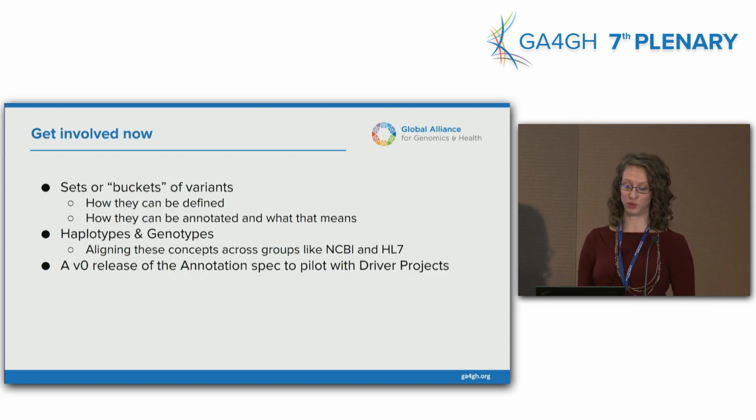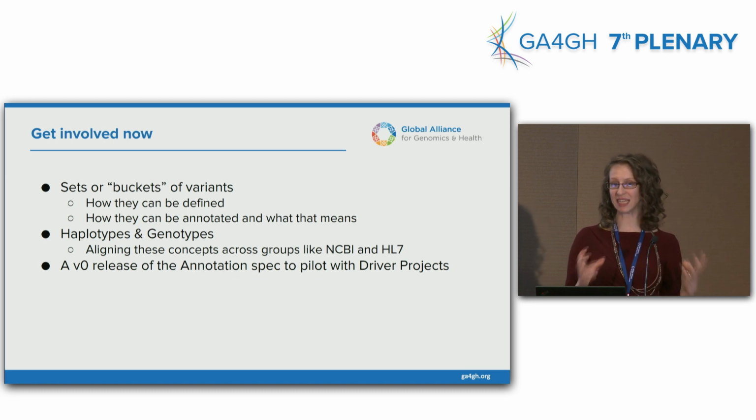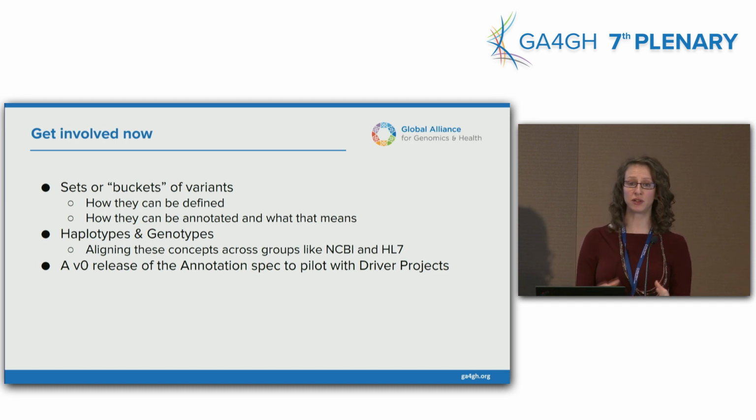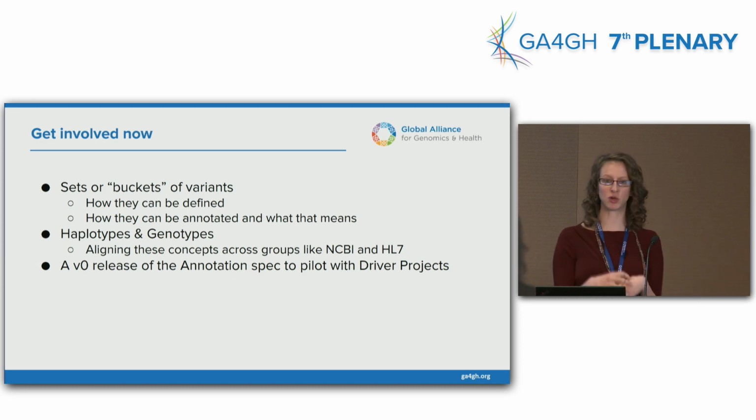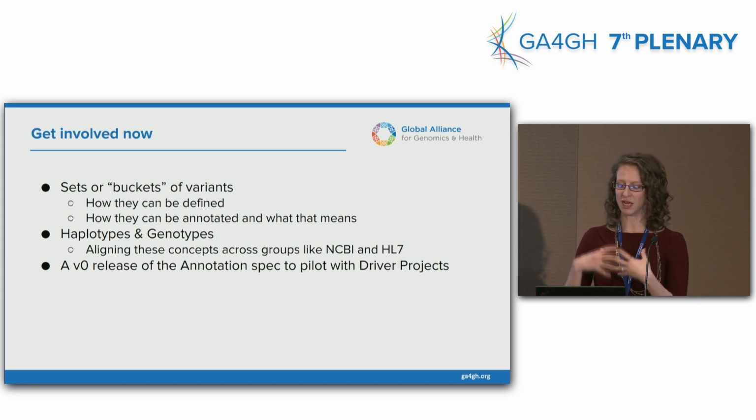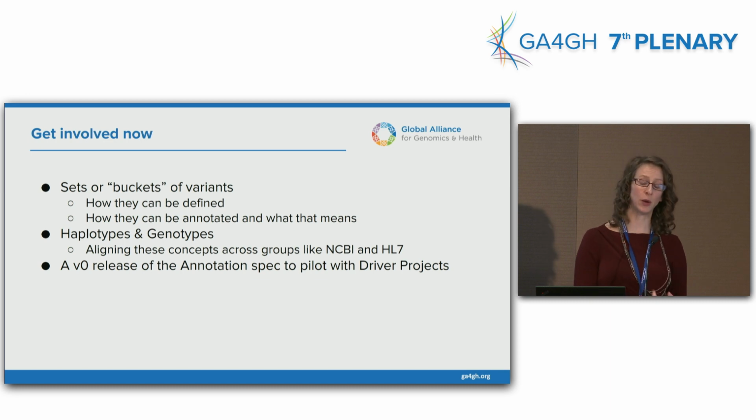And if you would like to get involved, one of the big projects we're working on now is creating sets of variants, or buckets of variants, where you're trying to group a number of variants together, particularly in the frame of annotations. You can say that there's a number of small different variants that actually end up causing the same kind of issue. So we want to understand how we can define those, how they can be annotated, and what it actually means when you annotate a full set of variants.